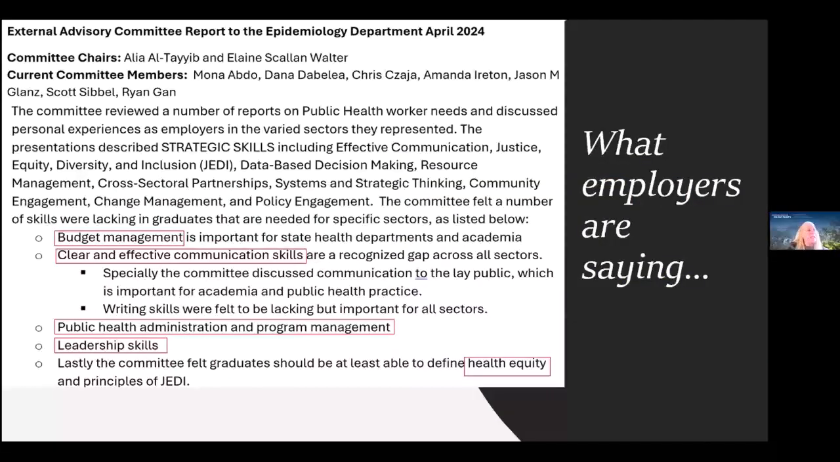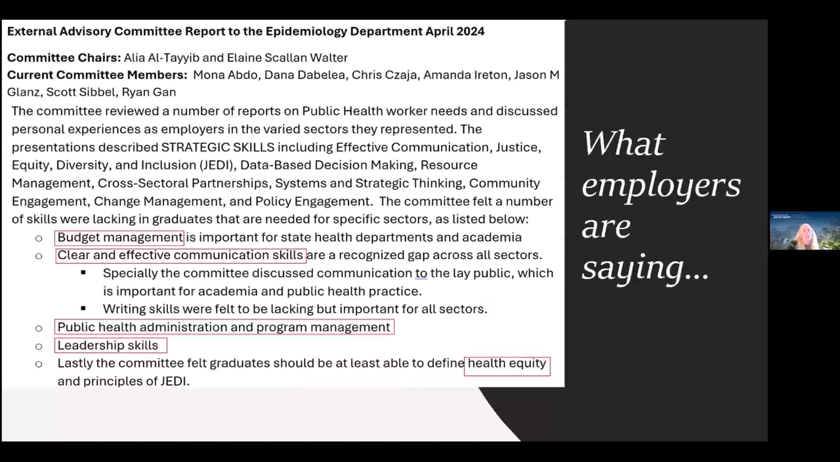And here's a more recent example. This is from actually our own Department of Epidemiology External Advisory Committee report. This committee was convened as part of the CEPH reaccreditation. CEPH had made the recommendation that every department should have an external advisory committee, which was really a good recommendation. So this committee consists of employers that employ our students, and the goal is for them to give guidance and recommendations around our curriculum and identify the gaps and skills.